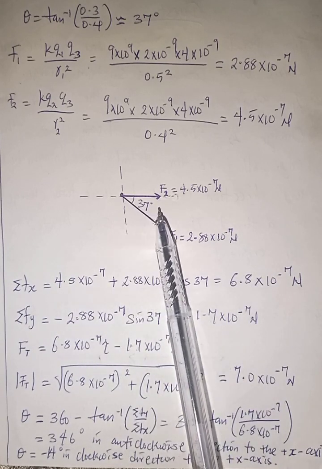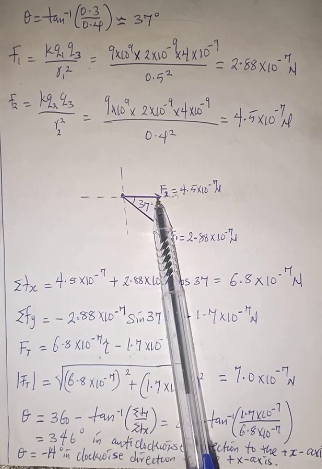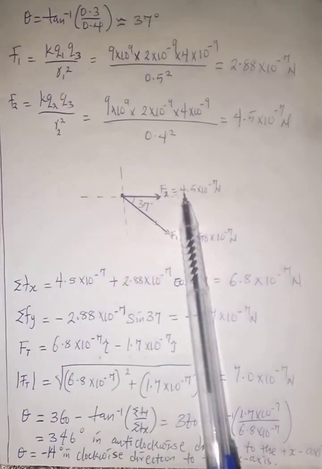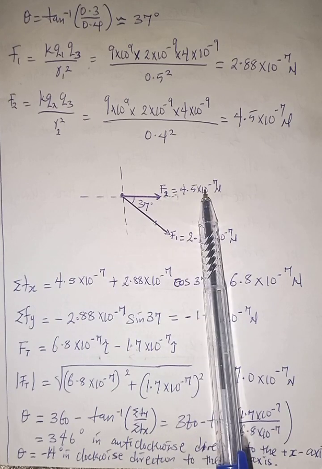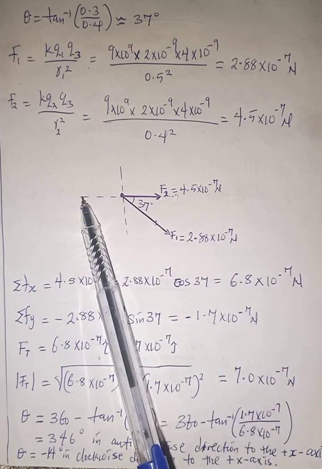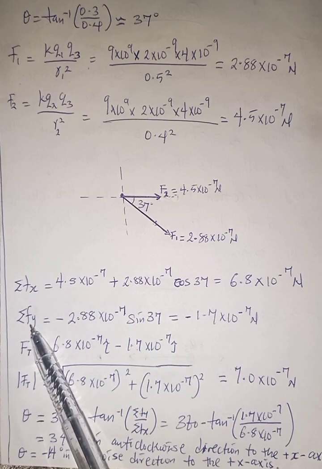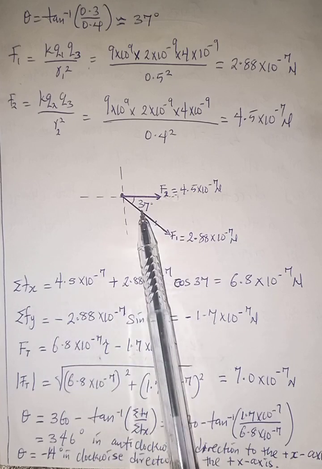Then for the y side, this force that is moving along the horizontal line will not join the y side. It will be 0 on the y side. The angle between this horizontal and the horizontal is 0, and sine 0 still gives 0. Because for the y component, you don't add this one that is truly horizontal. Just leave it alone. Let's work with this only.